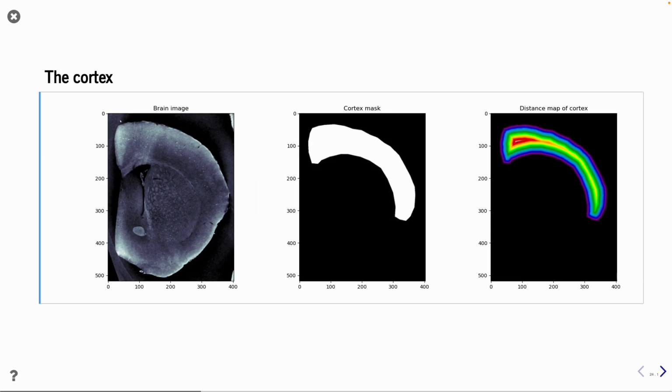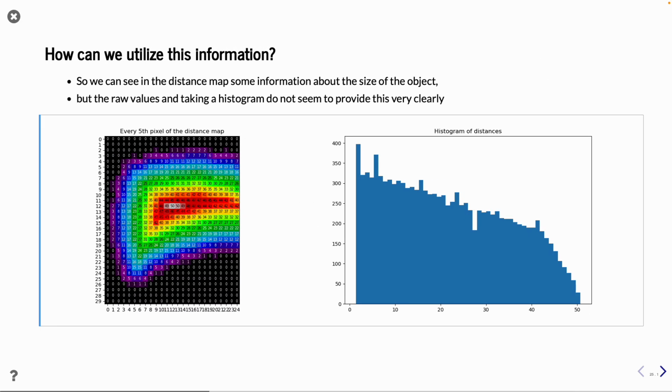The cortex is more of a playing example, where we just have a structure, and you can see here very nicely what the distance transform looks like. And if we look at the distances, you can see here the histogram of distances within the object, and you see that there are not so many at the longer distances, and that's of course because we are only here in the middle. This is heavily downsampled, so you can see the distances.